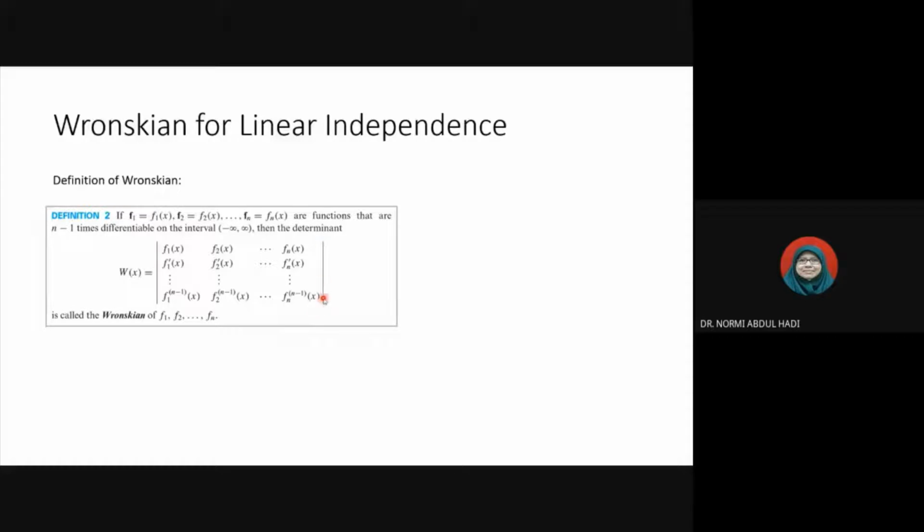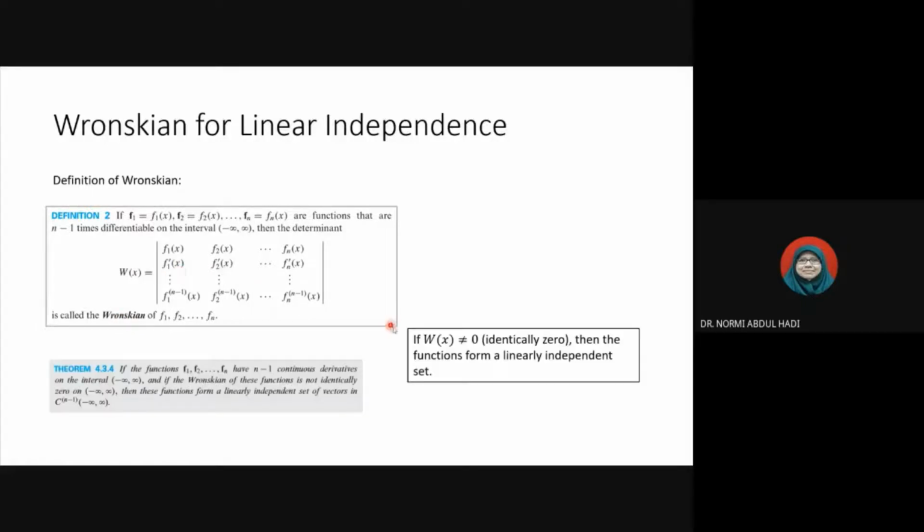To find the determinant, the matrix must be square. So the first row is the functions themselves, and you differentiate up to one less than the total number of functions. This determinant is called the Wronskian. If the Wronskian is not equal to 0 in this interval, maybe at some points the Wronskian is 0, but not at all points.